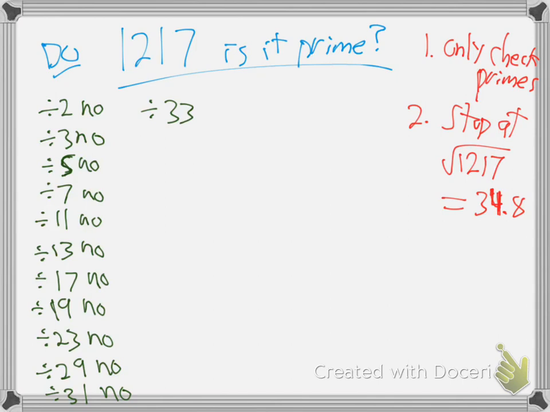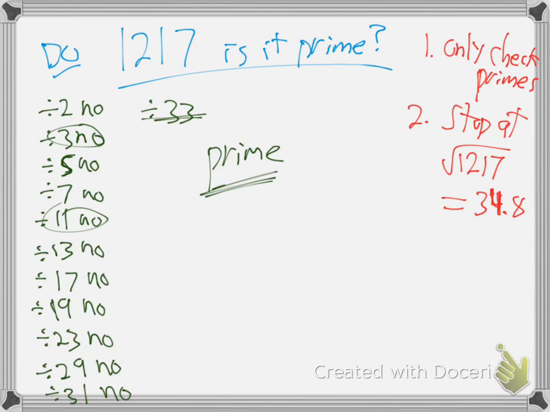Do I need to check 33? Is 33 prime? Or is 33 made out of something? Made out of 3 times 11. So you don't even need to check it. I mean, you can do it if you want to. It won't go, because 3 didn't go and 11 didn't go. But if you want to, go ahead. So really, I'm done. This thing's prime, and I can be confident. Does that make sense? Nothing goes in all the way up to 1217. I don't even need to check all the rest of the numbers.